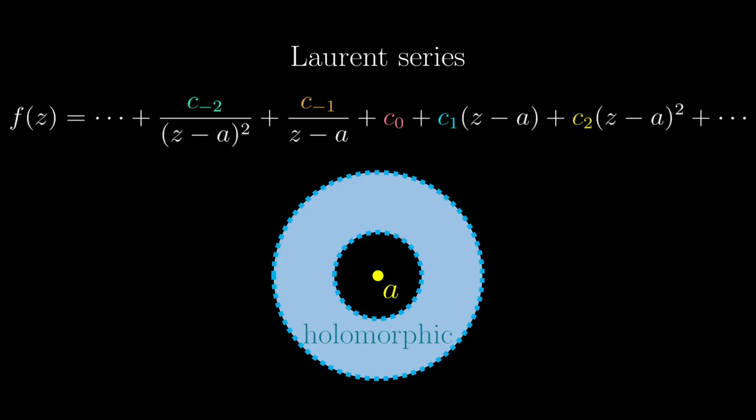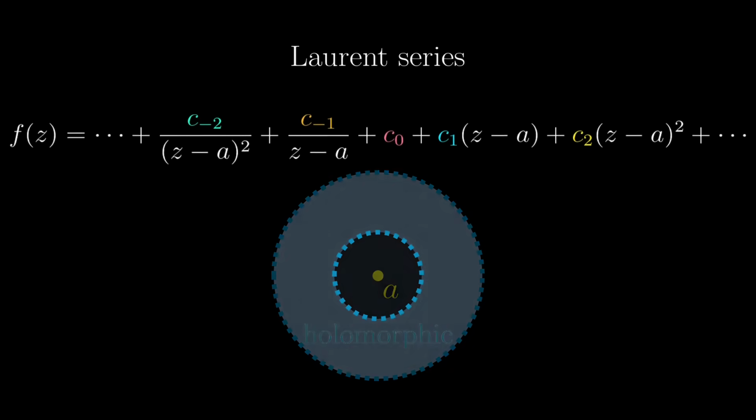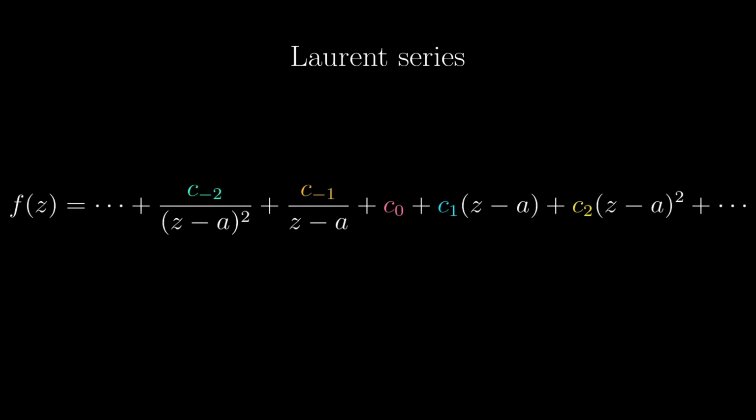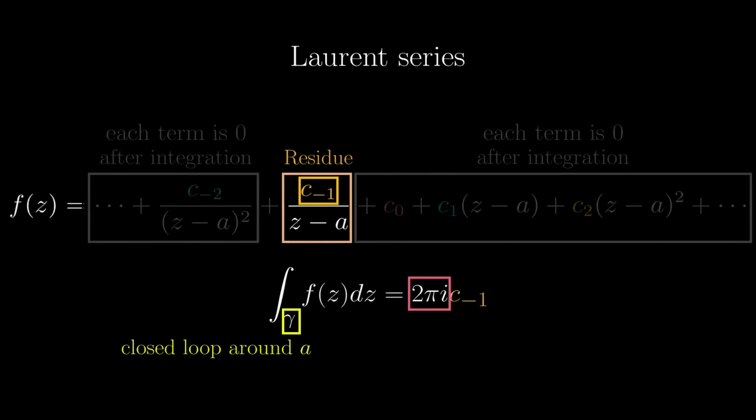But this assumption is pretty much always satisfied for our purposes. Anyway, the most important takeaway here is that the integral of f of z around a is 2 pi i times the residue of f at a. There are many ways of denoting this, but I'm going to use this notation, res sub f of a.